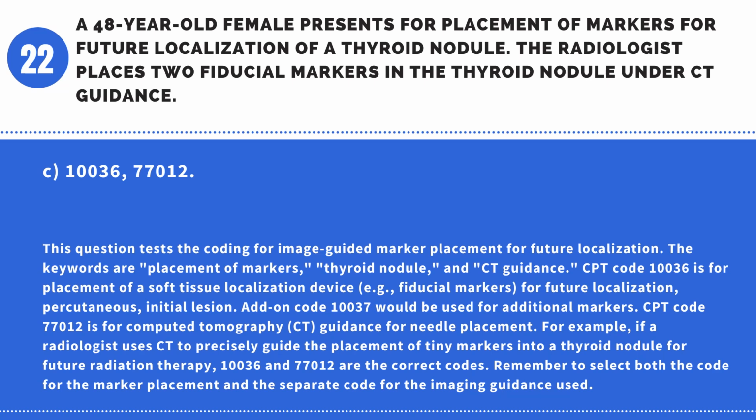CPT code 77012 is for computed tomography, CT, guidance for needle placement. For example, if a radiologist uses CT to precisely guide the placement of tiny markers into a thyroid nodule for future radiation therapy, 10036 and 77012 are the correct codes. Remember to select both the code for the marker placement and the separate code for the imaging guidance used.